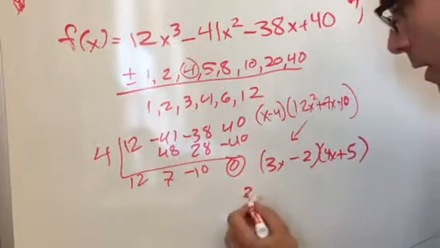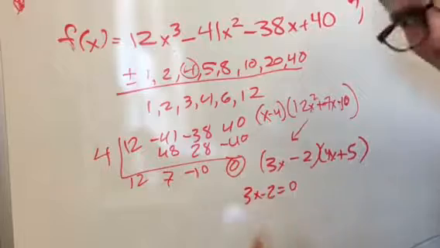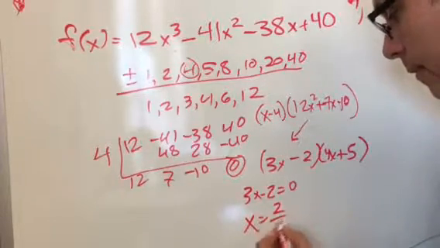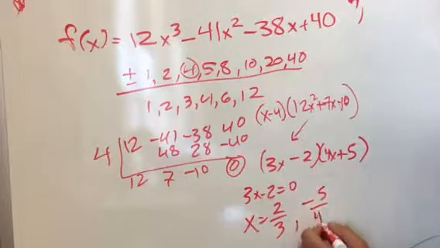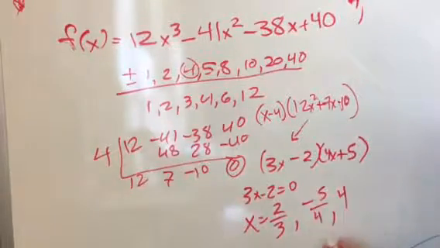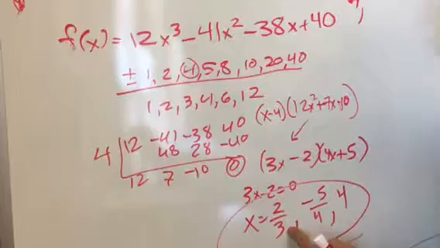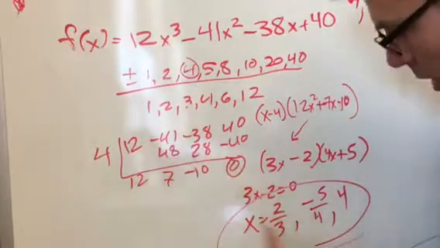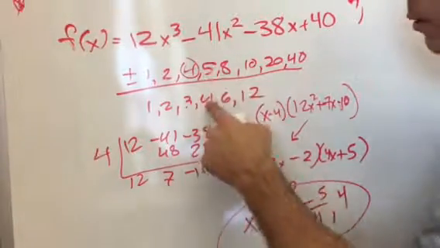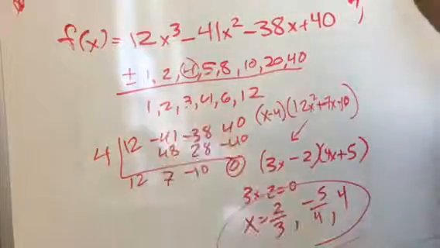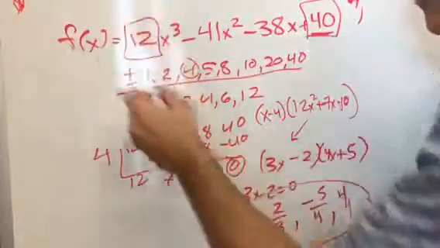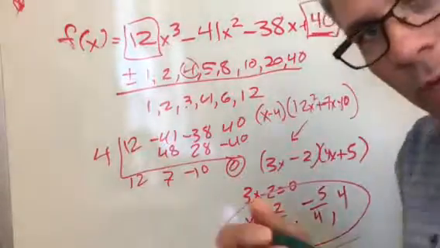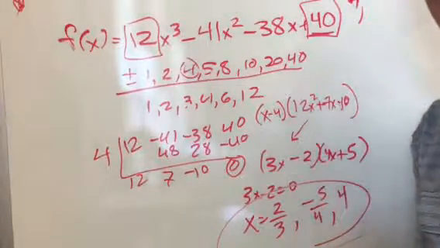Set that equal to 0. Solve it. 2/3. Solve that as well. You're going to get negative 5/4, and we already found the 4. And notice that 2/3, yep, that was one of our possible. Negative 5/4, yeah, that was one of our possible. And 4, that was one of our possible. So this idea of factors of the last term over factors of the first term for all your possible roots totally limits down your number of guesses that you have to make.